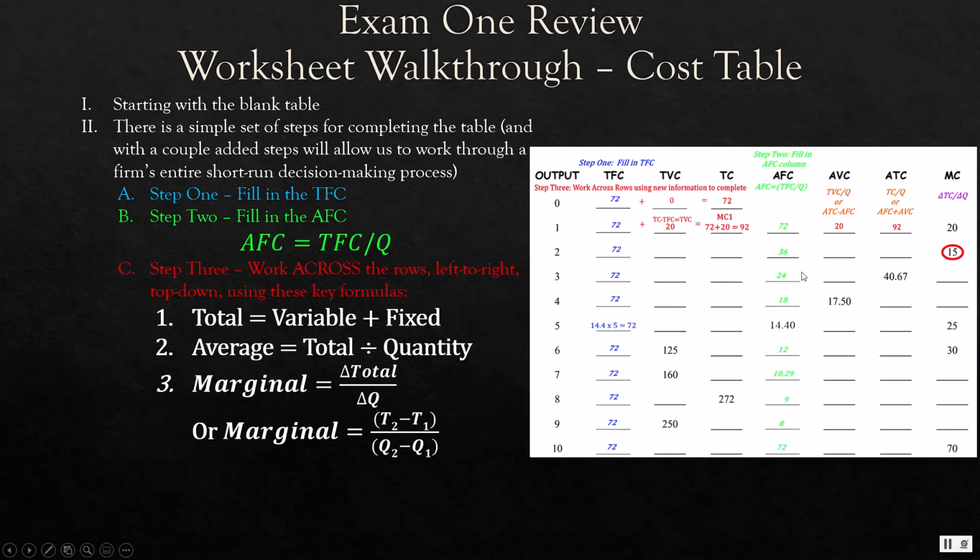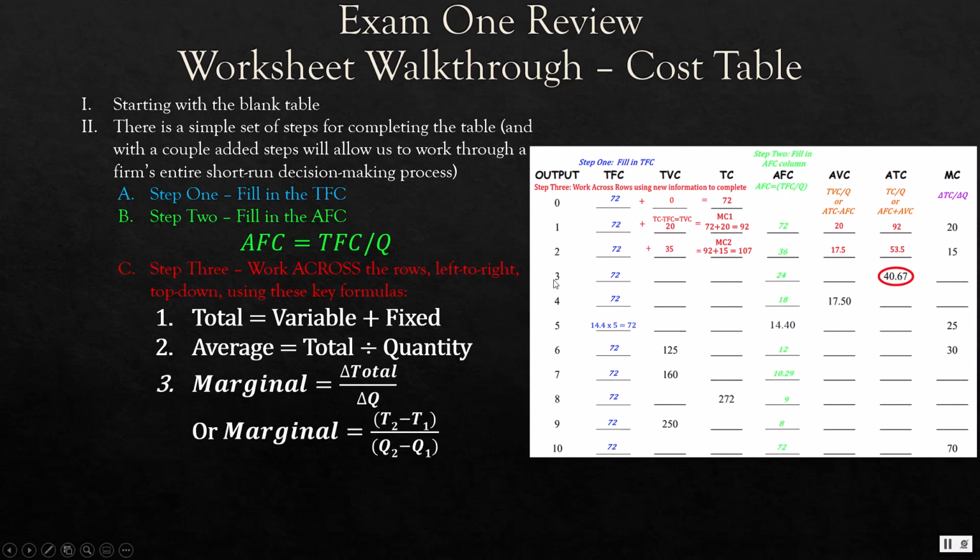With 2 units of output, my new piece of information is the marginal cost. So I take my 92 total cost with 1 unit, add in the $15 that's the marginal contributed by the second unit, and I get a total cost of 107. Subtract the 72 from that, and I'm left with $35 of total variable cost. Divide total variable cost and total cost each by the 2 units of output, and I get the average variable cost and average total cost.